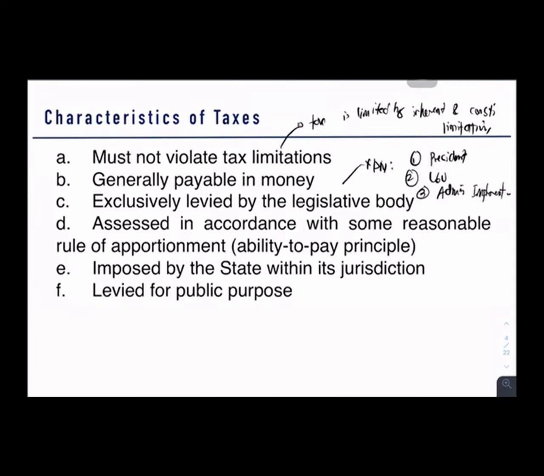Next, it is assessed in accordance with some reasonable rule of apportionment or the ability to pay principle. You already know this one. This is in the form of equity and uniformity, so ability to pay. Next, it is imposed by the state within its jurisdiction. Why is tax imposed by the state within its jurisdiction? Because tax is territorial, so you can only impose it within the limits and bounds of your territory.